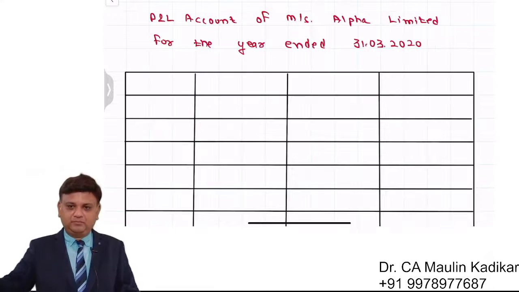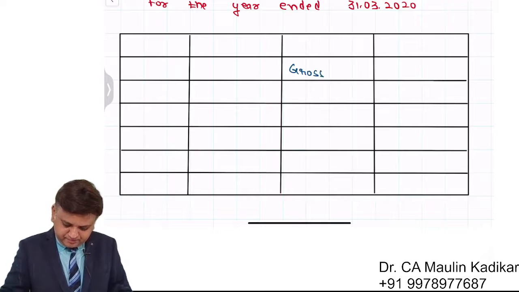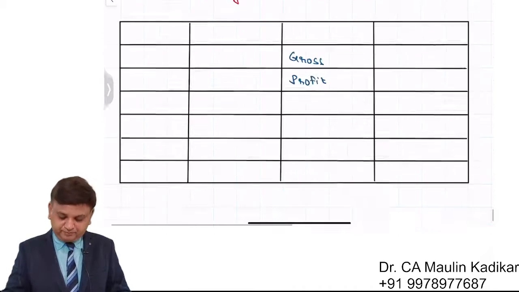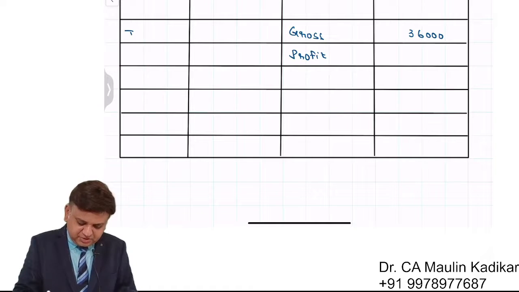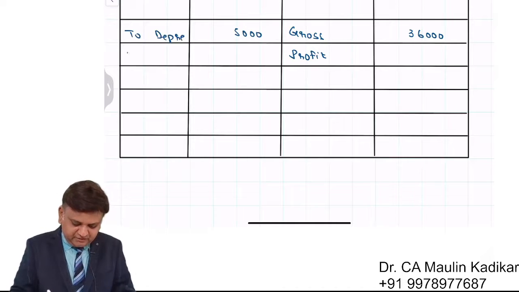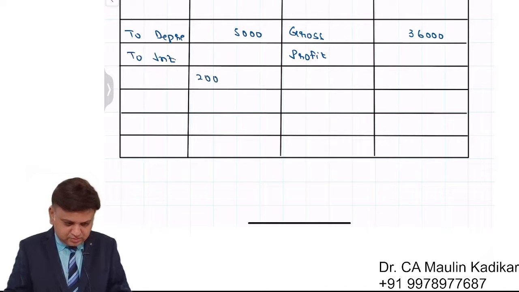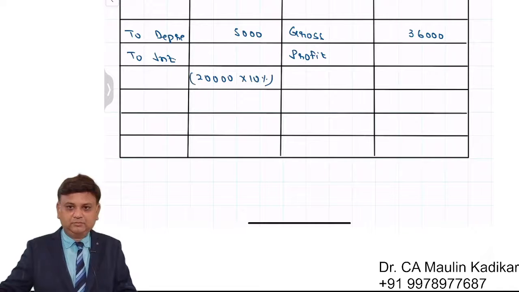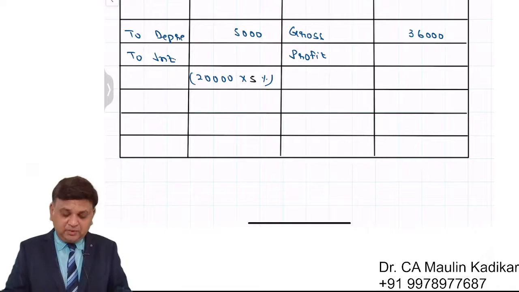So on the credit side we will have gross profit. Gross profit is an amount of 36,000. Then we will have depreciation, that is an amount of 5,000. Then we have interest. The amount of the debt financing is 20,000 and the rate of interest is 10%. Sorry, the rate of interest is 5%. So the amount of interest is 1,000.